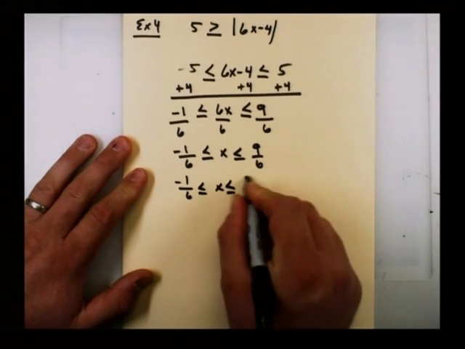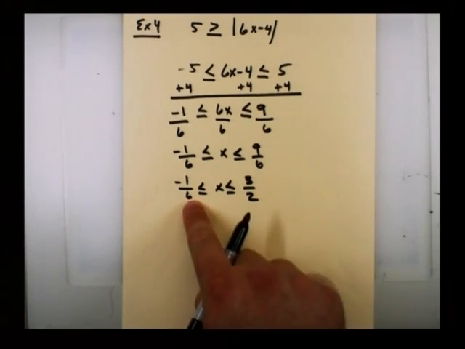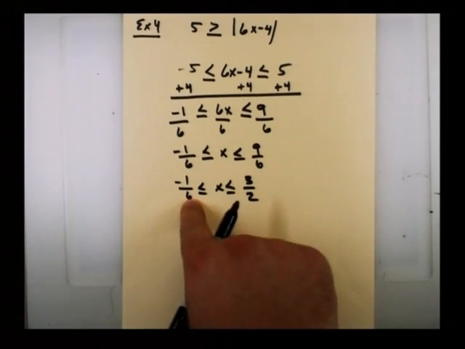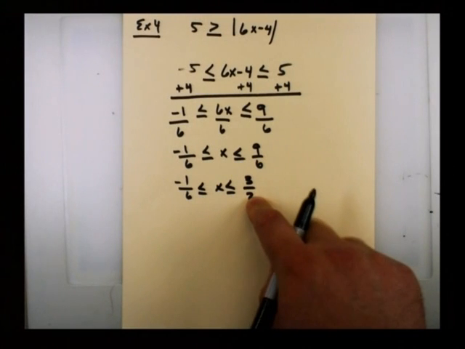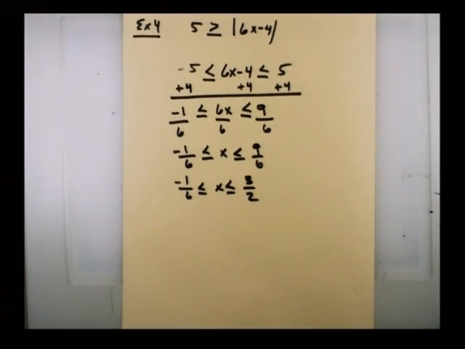Okay, next step, divide by 6. So negative 1/6, less than or equal to x, less than or equal to 9 over 6. Now, is that the correct range? Yes, that's the correct range. Can we make that look prettier? Yes, we can make it look simpler than 9 over 6.